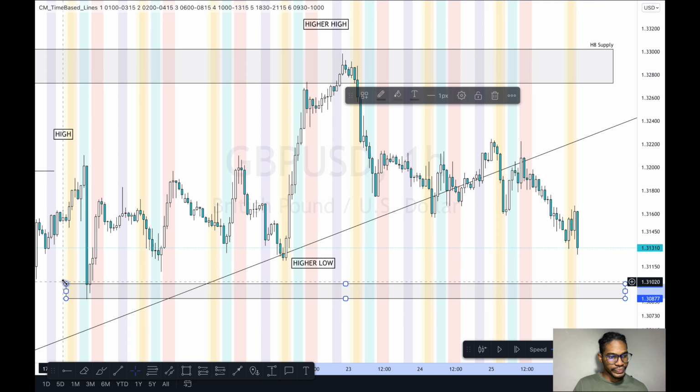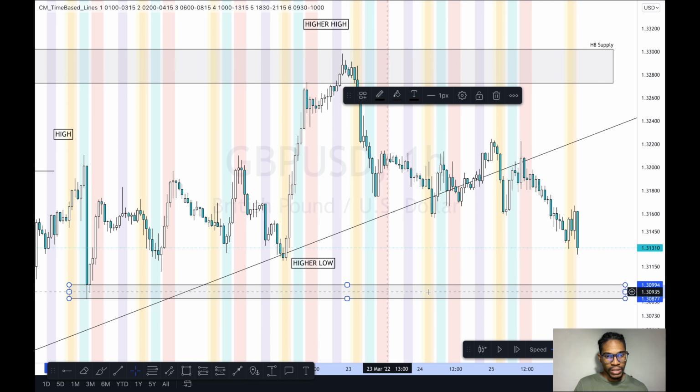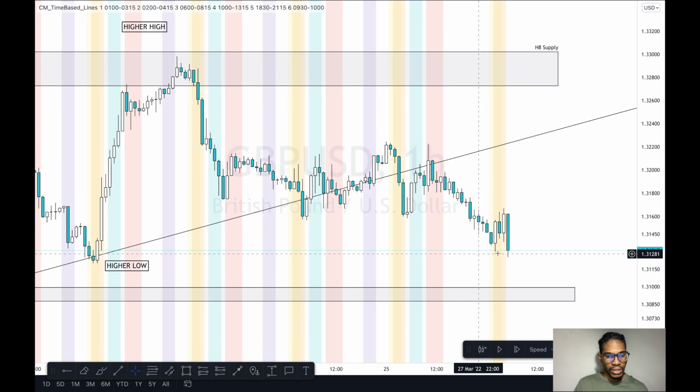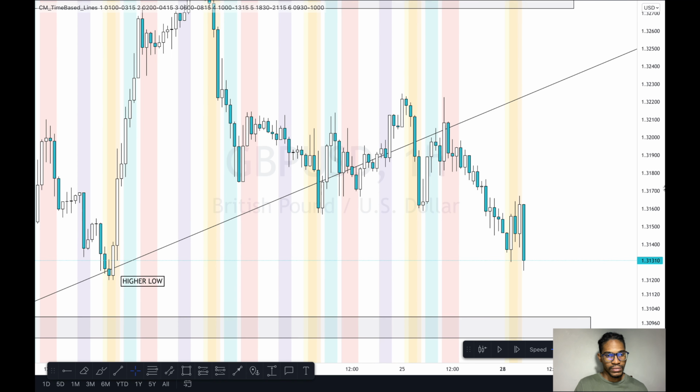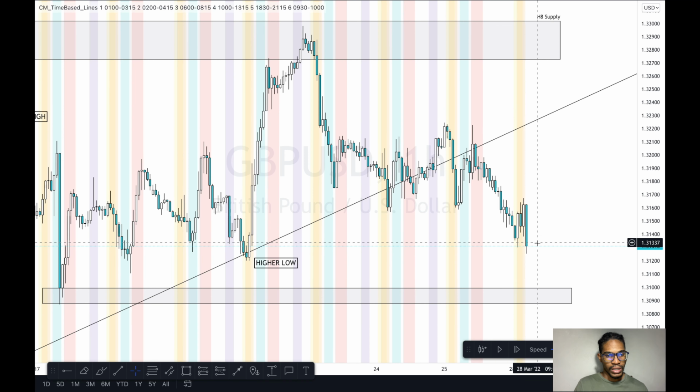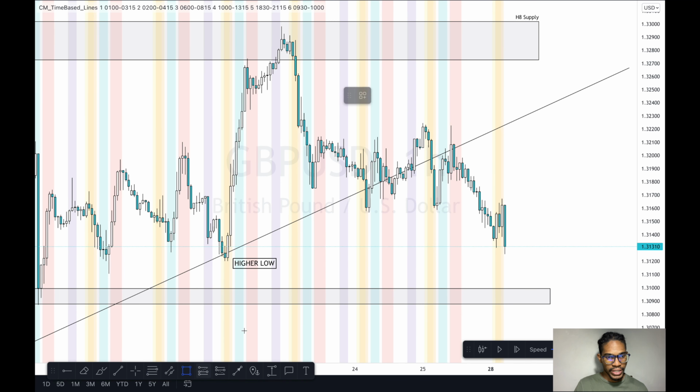Now we broke through our trend line, right? And price is breaking demand levels, as you can see here. This demand level was broken, and these demand levels were broken as well.